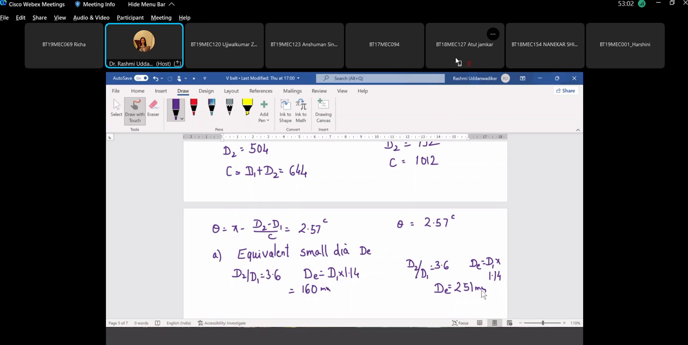So referring to B, your equivalent pitch diameter is around 160 now. And what is the belt speed? We haven't calculated belt speed in meter per second. You know the diameter D1, you know the peripheral velocity, pi D1 N1 by 60. Find out what is VP here. What is VP here?